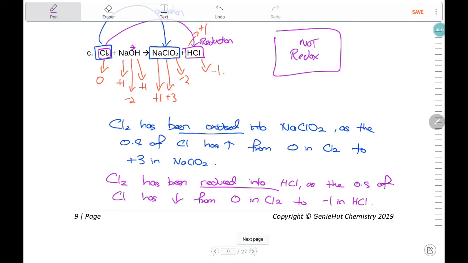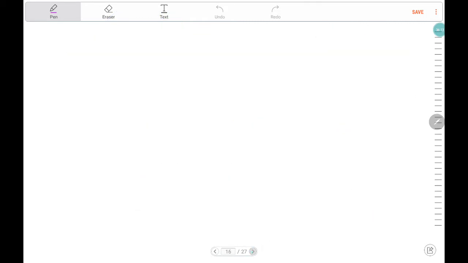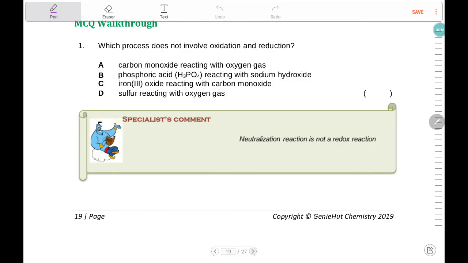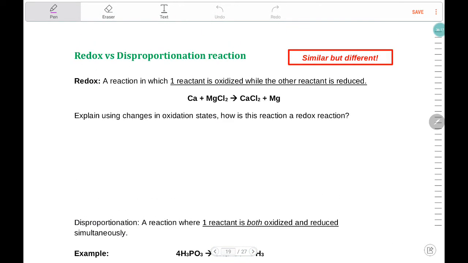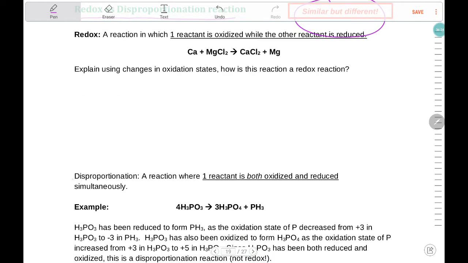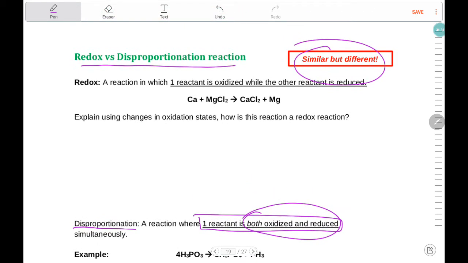Alright, so like I say, if you turn to page 19, at the top of page 19, you'll see this redox versus disproportionation. Disproportionation is slightly different in the sense that it's where the same reactant is both oxidized and reduced, which is what we have seen over here. The chlorine has been both oxidized and reduced. Whereas in redox, it usually comes in a pair. One oxidized, one reduced. It's always a pair.